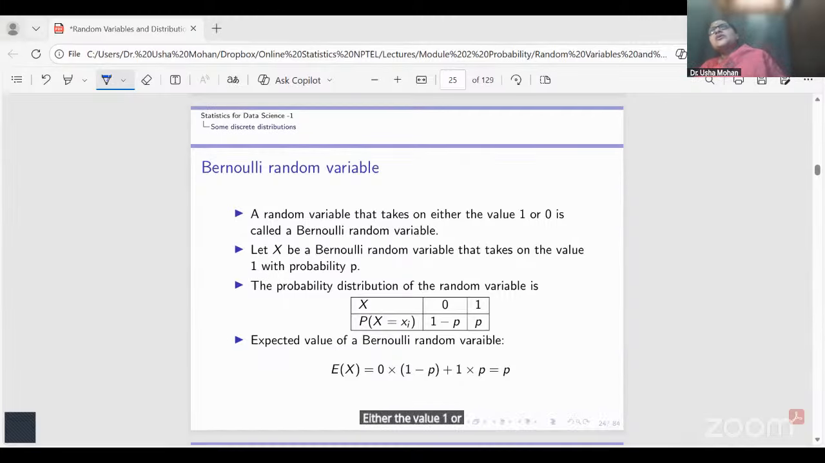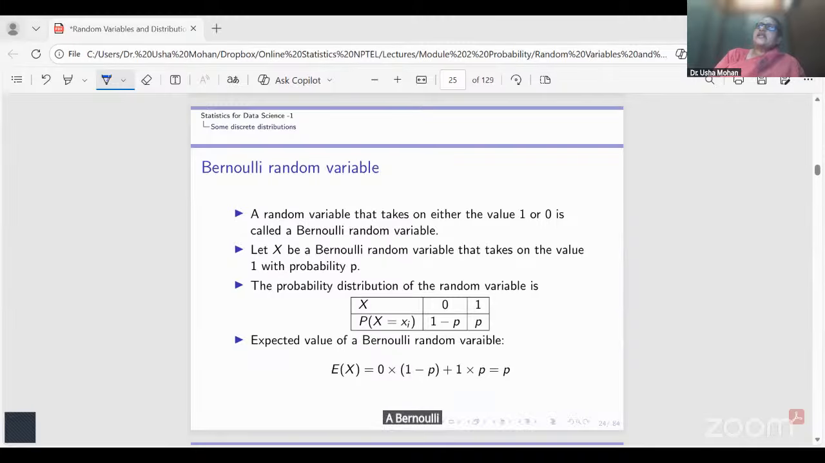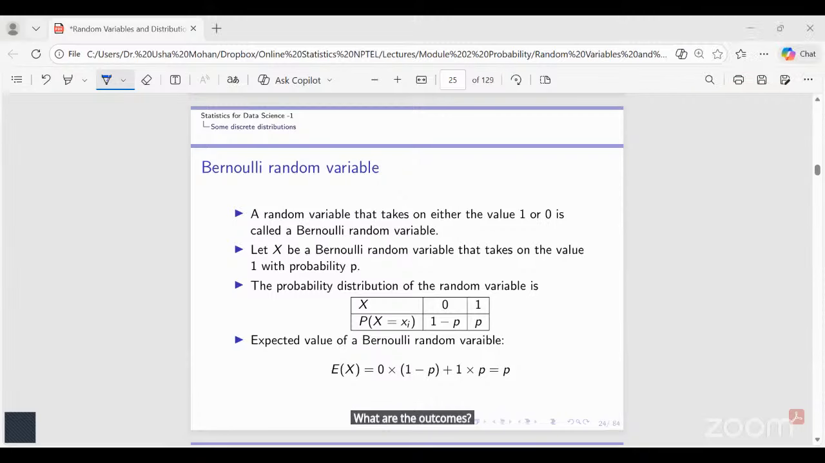So why is it called a Bernoulli random variable? Let's say what a Bernoulli experiment is. A Bernoulli experiment is an experiment which has only two outcomes. So when I toss a coin, what are the outcomes? Head or tail. So that is a Bernoulli.